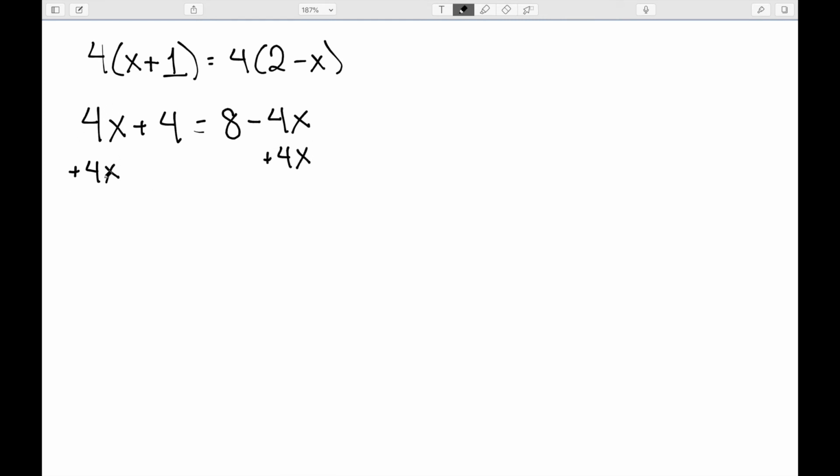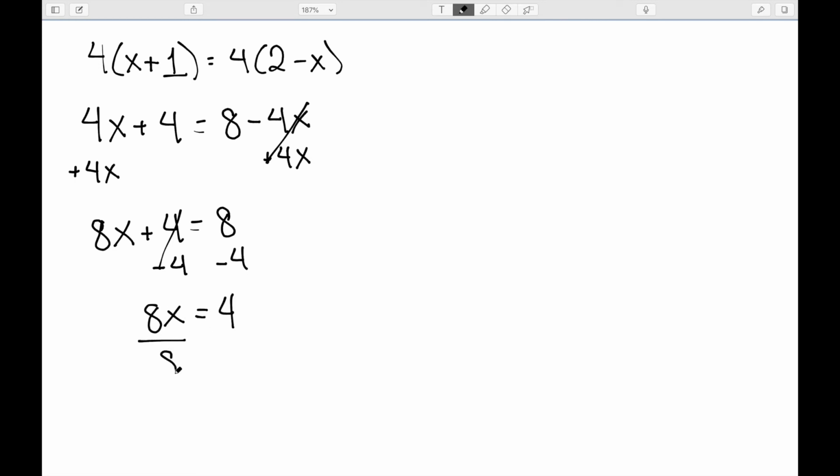The left-hand side, 4x plus 4x is 8x, plus 4. The right-hand side has an 8, and then minus 4x plus 4x is 0. We can subtract 4 from both sides. When we do, the left-hand side becomes 8x, the right-hand side becomes 4. Dividing by 8 gives me x is equal to 4 over 8, or 1/2. So in this case, I actually got a single solution.